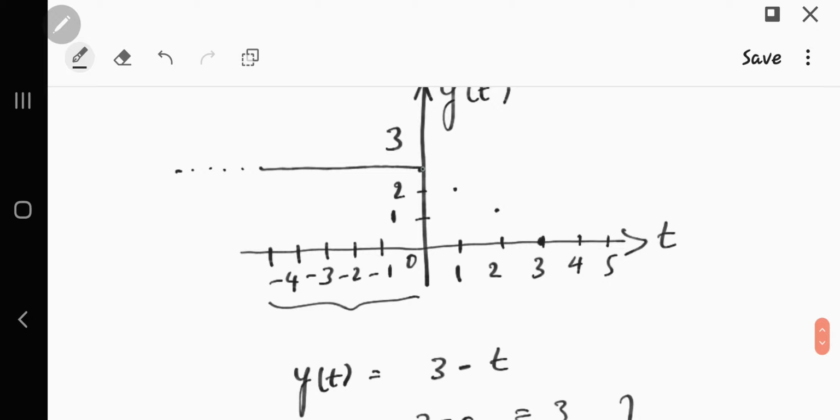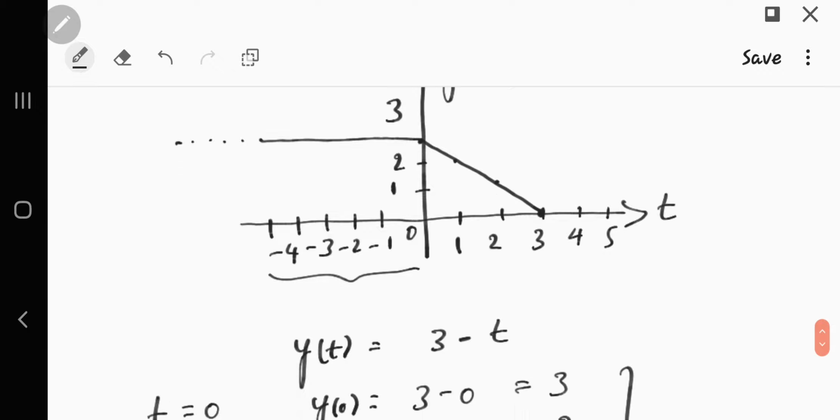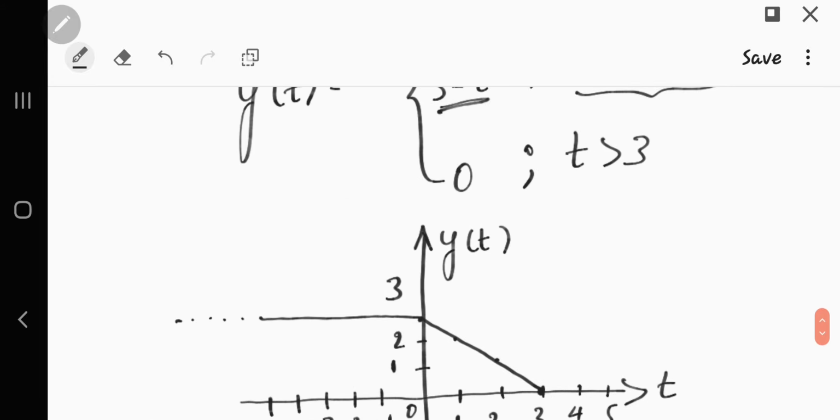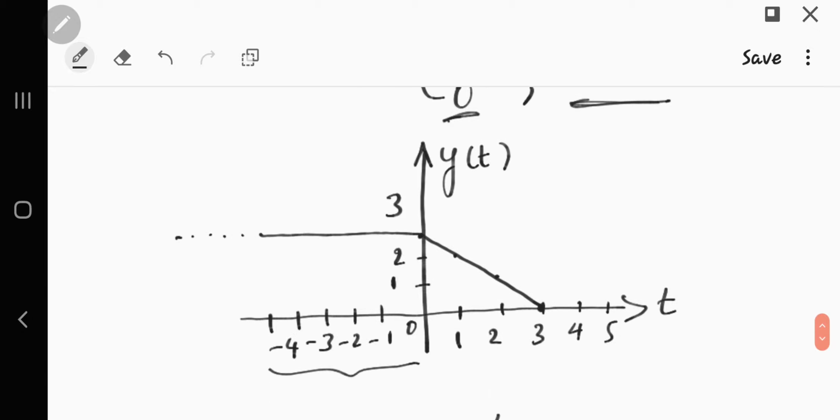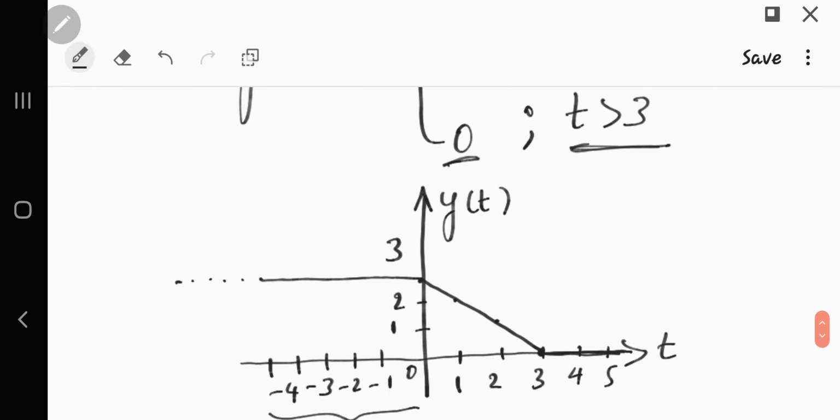Now if you join these lines, you will get the signal here. This point is 2, this point is 1, and this point is 0. And the last thing says, for t greater than 3, y of t is equal to 0. So from here onwards, the signal will be 0. So this is the plot depending on the values of y of t. I hope you have understood this problem, and these are the steps required.